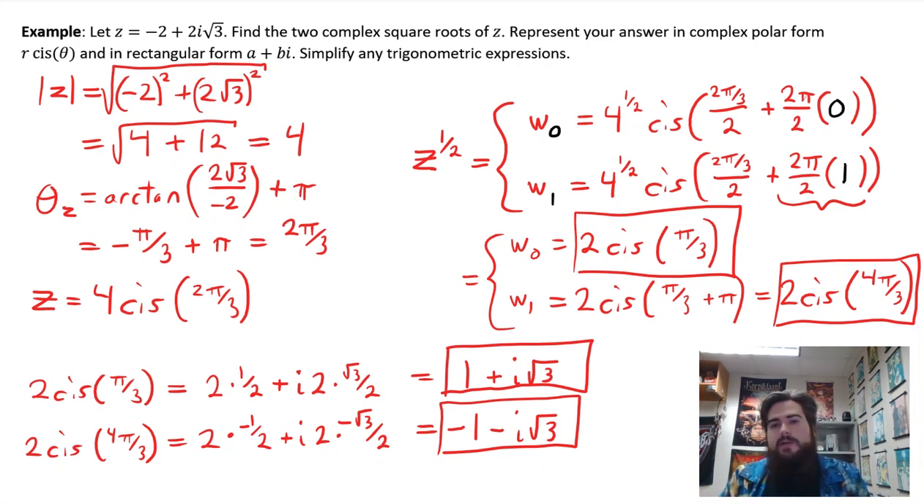Keep in mind that if you would ever like to check your answer for these, simply take either solution that you have and take those to the second power using the power rule. If you take them to the second power and you can generate the original number of negative 2 plus 2i square root of 3, then that means that your roots here are correct.